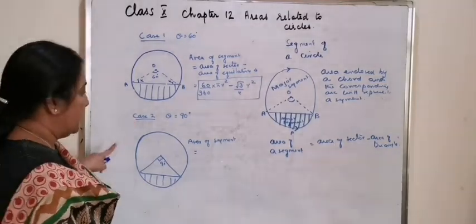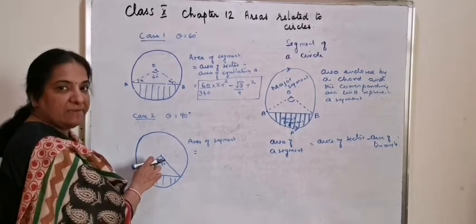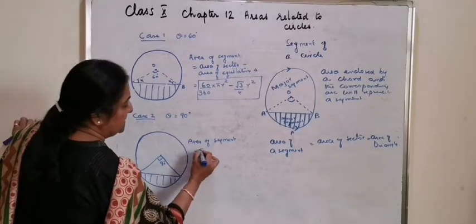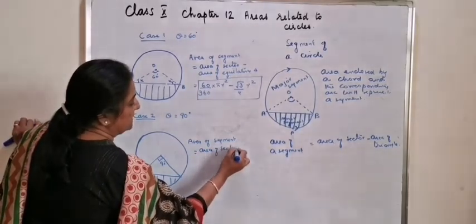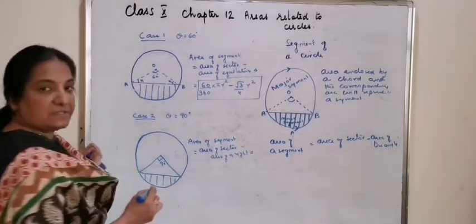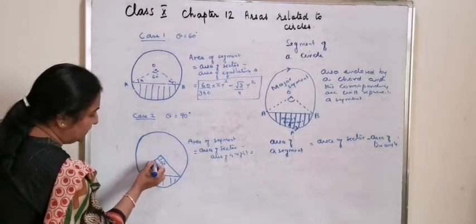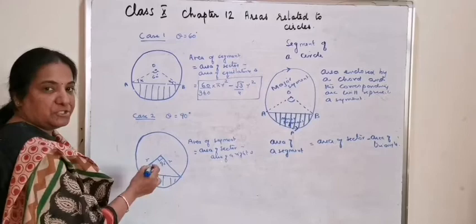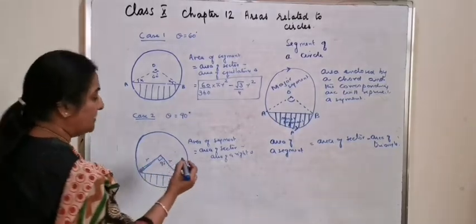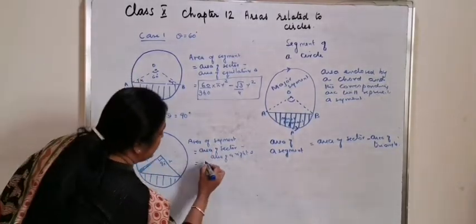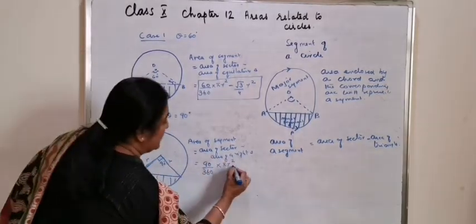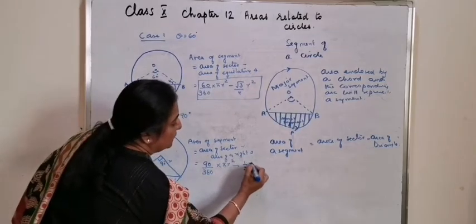As case 2, the sector angle is given as 90 degrees, therefore it is a right triangle. Area of segment is equal to area of sector minus area of a right triangle. In a right triangle, area is half into base into altitude. Here the base also is a radius, and the altitude is also a radius. Thus the formula will become: area of sector is 90 by 360 into pi r square minus area of right triangle, which is half r square.